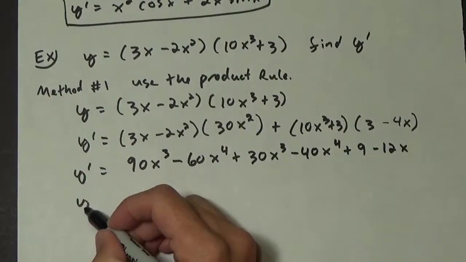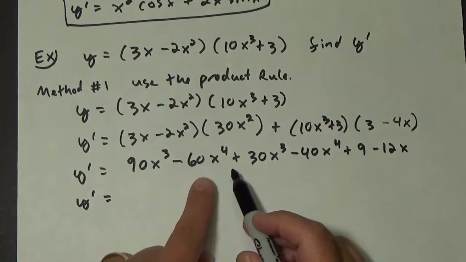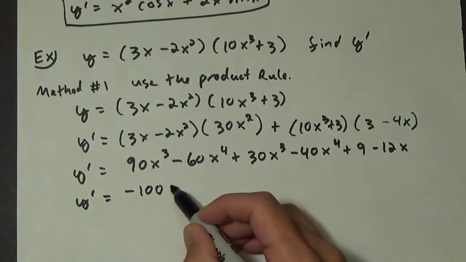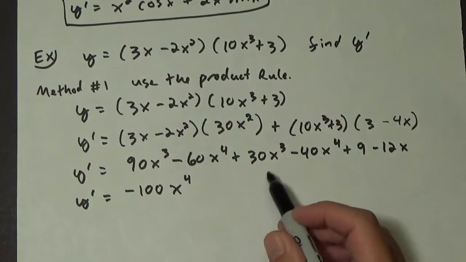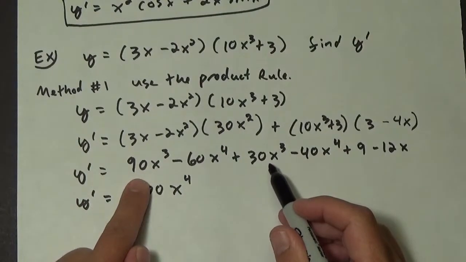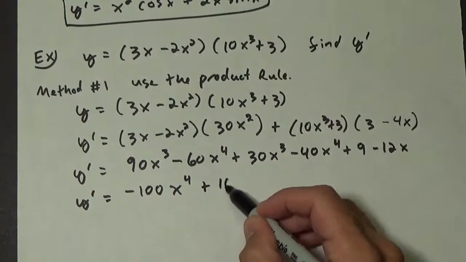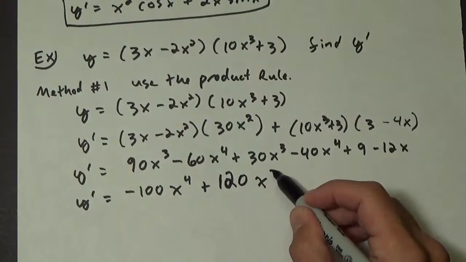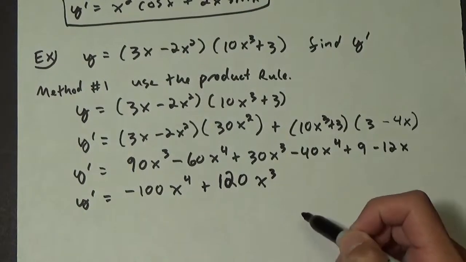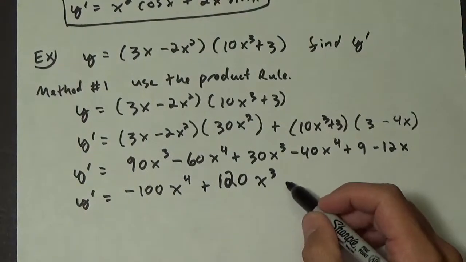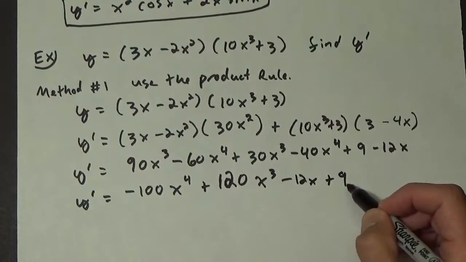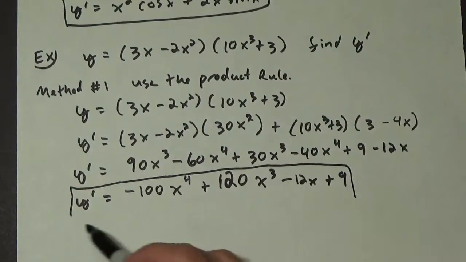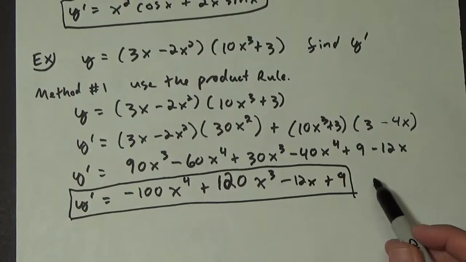And so let's see here, we end up with the y prime being, let's see, negative 60 minus 40 is a negative 100x to the fourth. Let's see, we have 90 and 30x cubed gives us a plus 120x cubed. Let's see here. We have a minus 12x plus 9. And so there is our simplified version of the derivative.